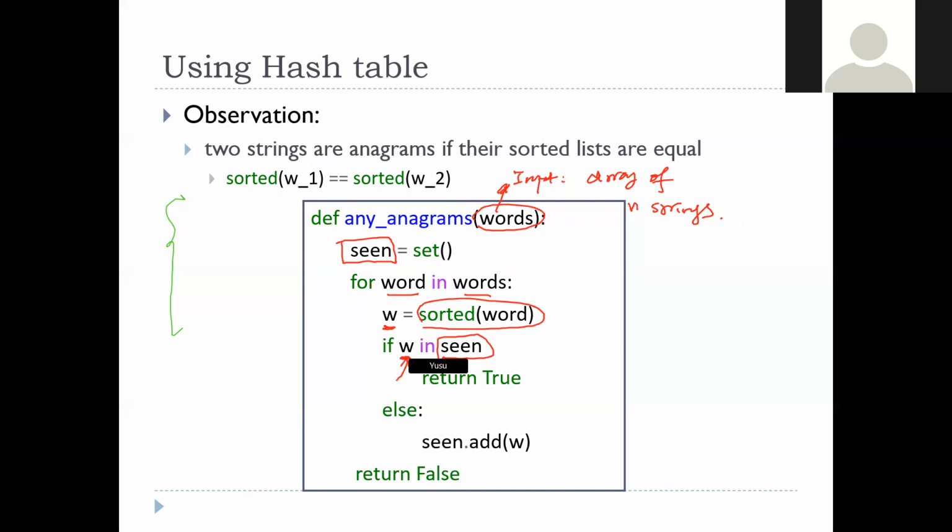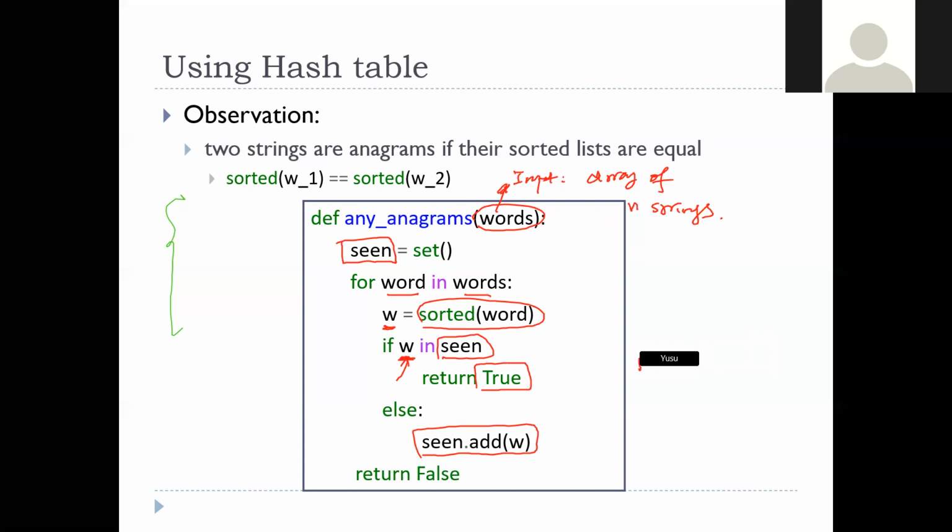If it is in, then that means that I've previously had another string which had the same sorted list as the current one. So I simply return true. If I haven't seen this before, then I simply insert it into my hash table SYN.